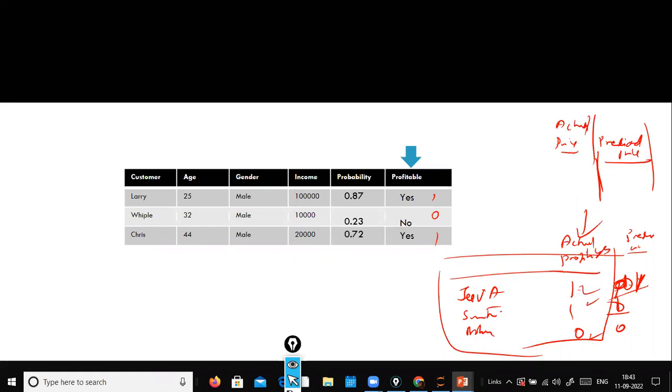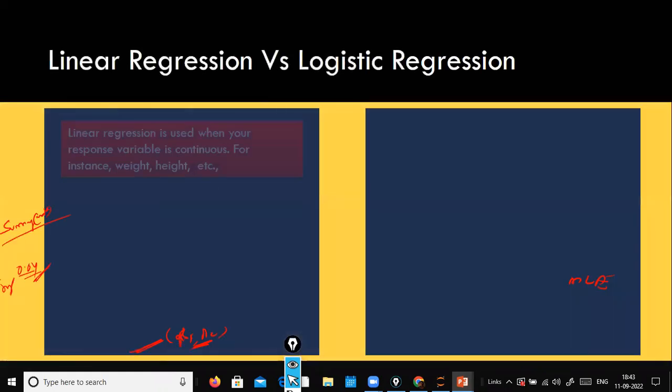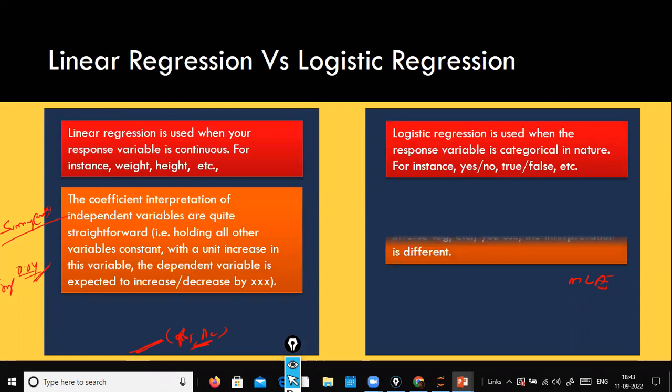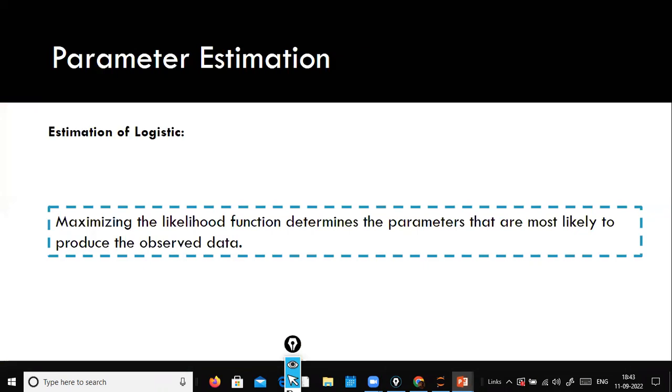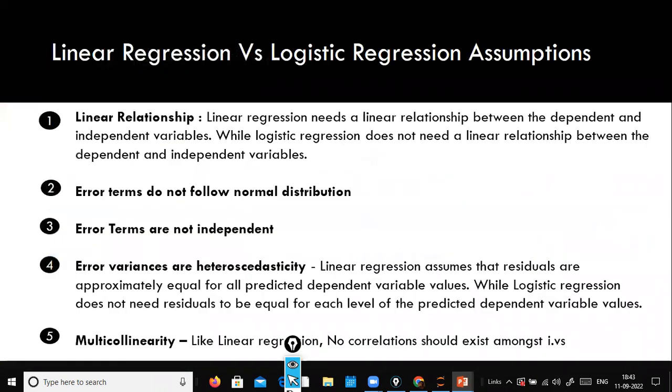Next, apart from these differences between linear and logistic regression, when it comes to the assumptions, are they the same? Linear regression makes some assumptions, like linearity. Does logistic regression also make assumptions? Yes. The common assumption is multicollinearity. Even in logistic regression, there should not be any multicollinearity.